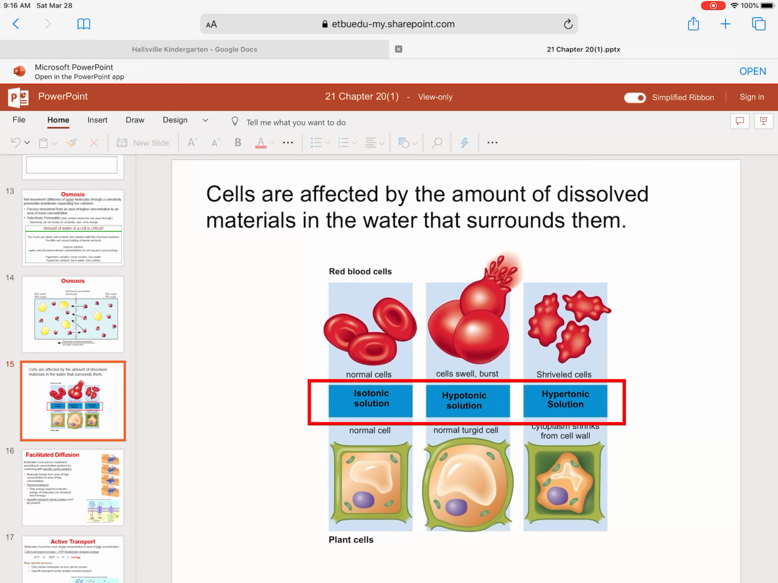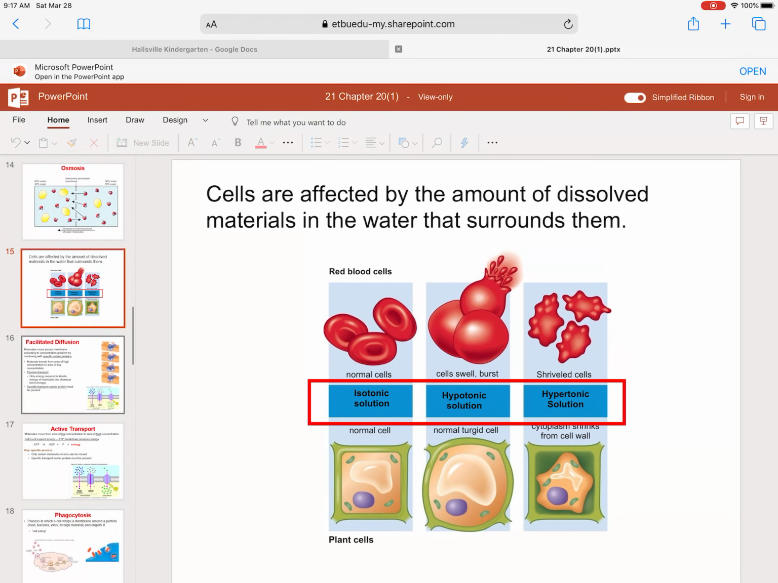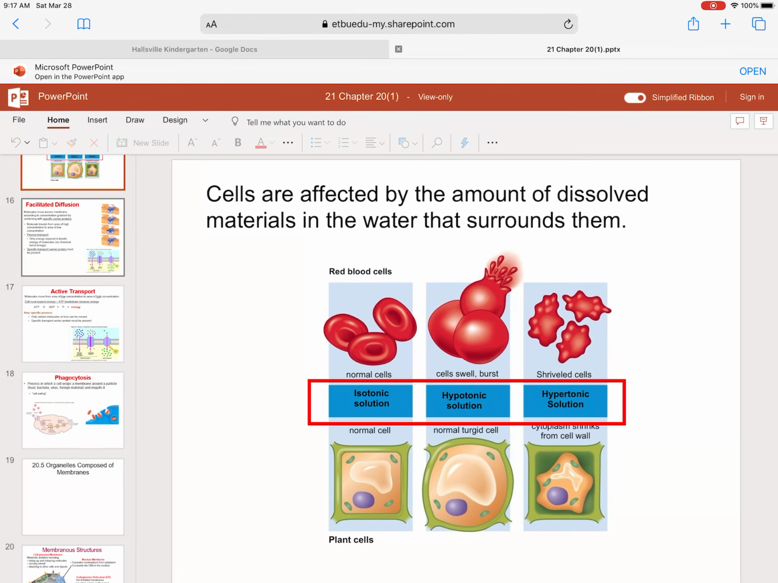So cells are going to be affected by the amount of material and water that they have. So when we have an isotonic solution, you'll see on the upper image, these are red blood cells. On the bottom image, these are plant cells. So red blood cells are normally like flattened discs that kind of have like a point pushed in the center, like little frisbees or donuts. And this is what they would look like in an isotonic solution. Plant cells would be square, just like you see here.